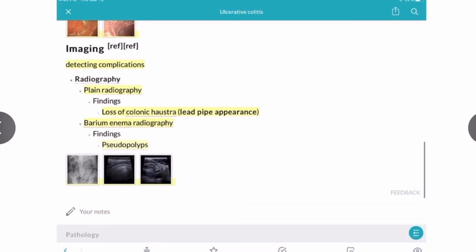Now look, imaging for detecting complications. You do the imaging and you look for the complications. If you find any complication related to ulcerative colitis, it will be easy to diagnose. On plain radiography, what will be there? There will be loss of colonic haustration. Let me tell you what it means. Our colon has haustration, do you really understand? But in ulcerative colitis, this haustration will be replaced by the lead pipe appearance. Okay, so lead pipe appearance.